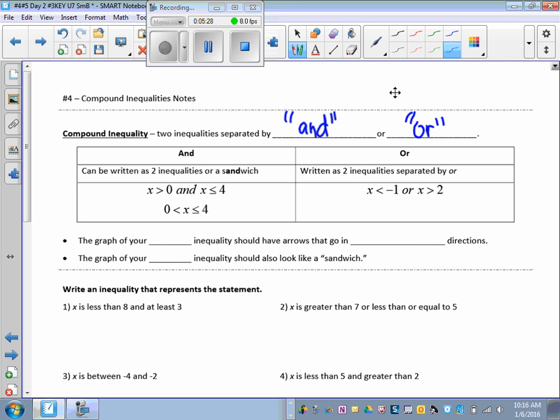Now an or inequality is written as two separate inequalities. We have x is less than -1, or x is greater than 2. So what would be a number that satisfies that? x is less than -1 or x is greater than 2?